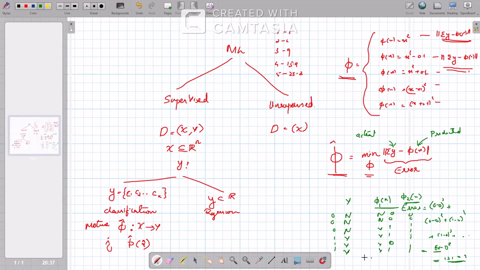What is the total error in this case? 2. Because there are 2 mismatches, right? Yes. And here? Only 1 mismatch. So the total error is only 1. So which one can we choose? Phi 2. Phi 2 can be chosen.